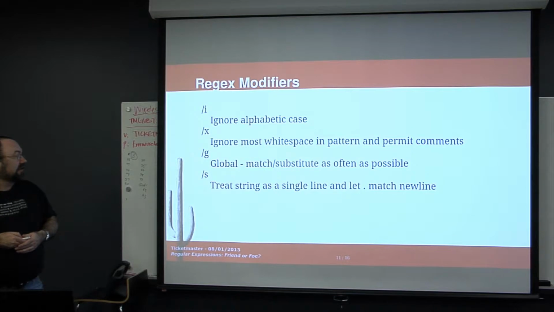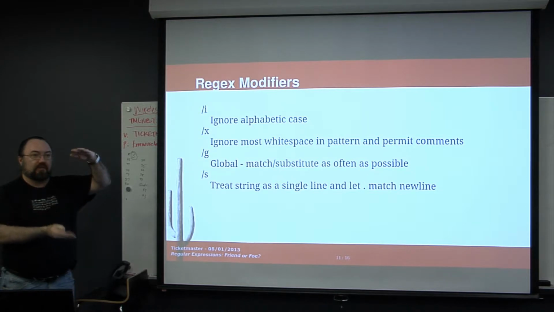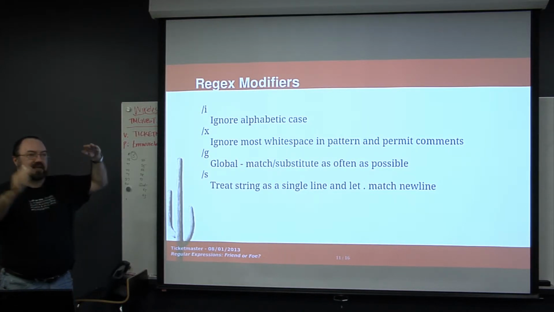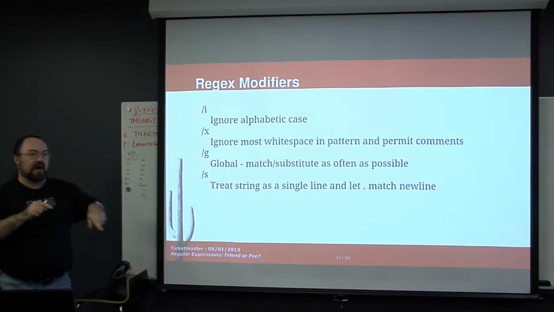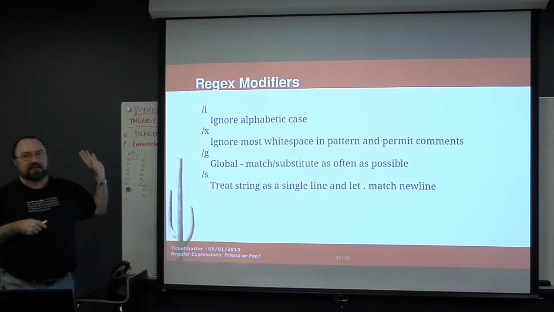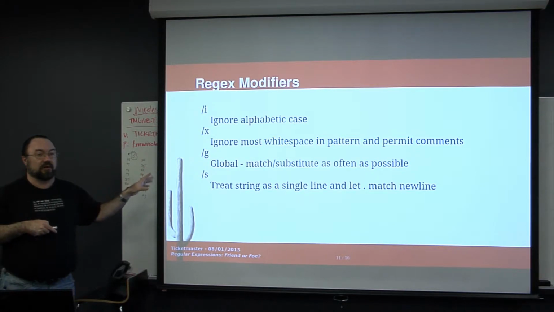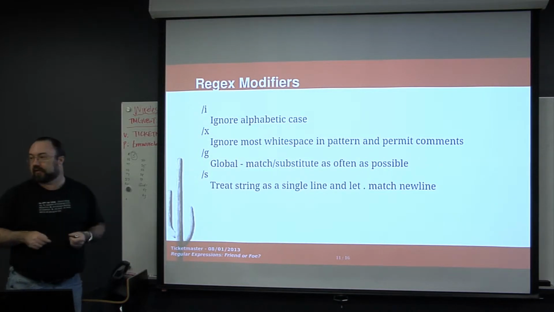The /S, this is the one I alluded to earlier. It will treat a string as a single line and let period match new line. So that means even if your string has embedded new lines in it, it will treat that as if the whole thing was on one line. And it will allow the dot or period to actually match new lines. And that comes in handy. Again, I'm not going to talk about that one too much this time, but some of the more advanced examples that I want to give are really handy to use this block. Any questions on any of these?